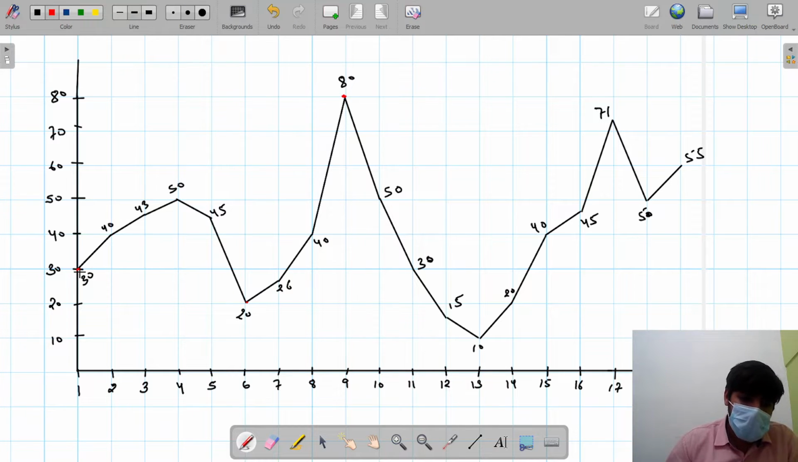Let's see here. For this day, this is the only one. This is the starting point, and before that we don't have any day. So buying and selling is on the same day, and we get zero profit. Buying at 1, selling at 1.